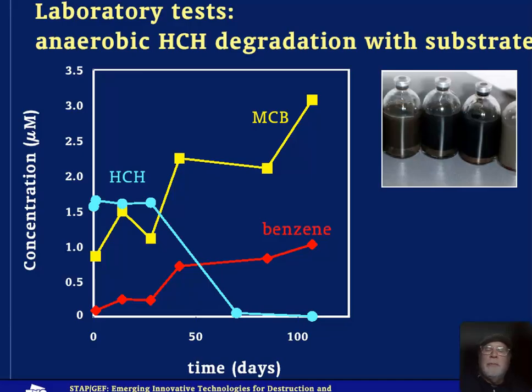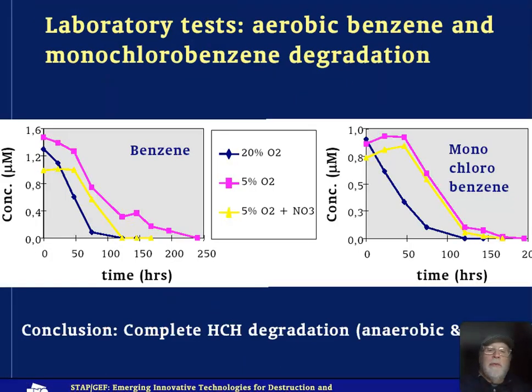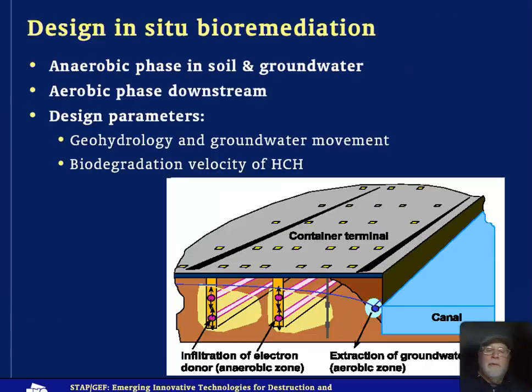And they did lab tests and found out that the HCH, that's what they're trying to get rid of, goes down, the benzene goes up, the monochlorobenzene goes up, but then they're actually able to get that to degrade under aerobic conditions. So they go anaerobic with the substrate that they add, and then they go aerobic and they get rid of it. So what their system looks like is underneath the container terminal here, they infiltrate the electron donor, or that's the goop, the food that they feed it, but they won't tell me what it is. And then they extract the groundwater out of there, and then they treat that aerobically.